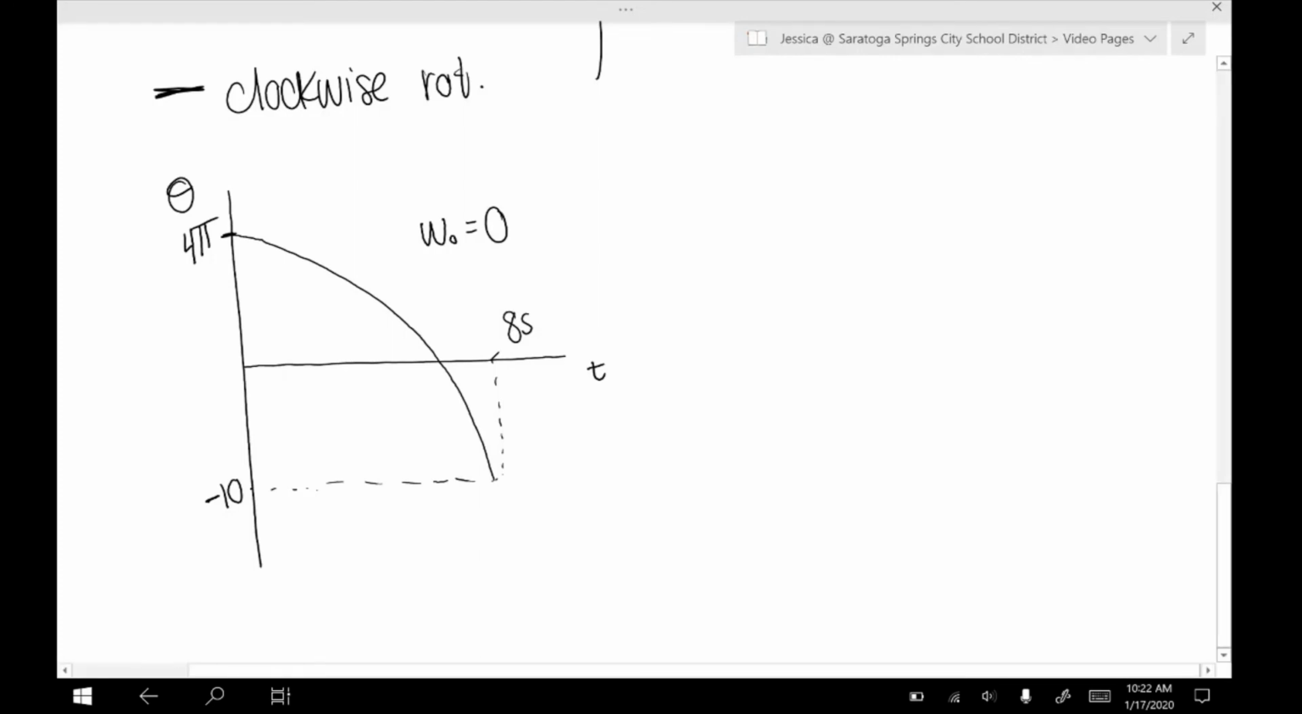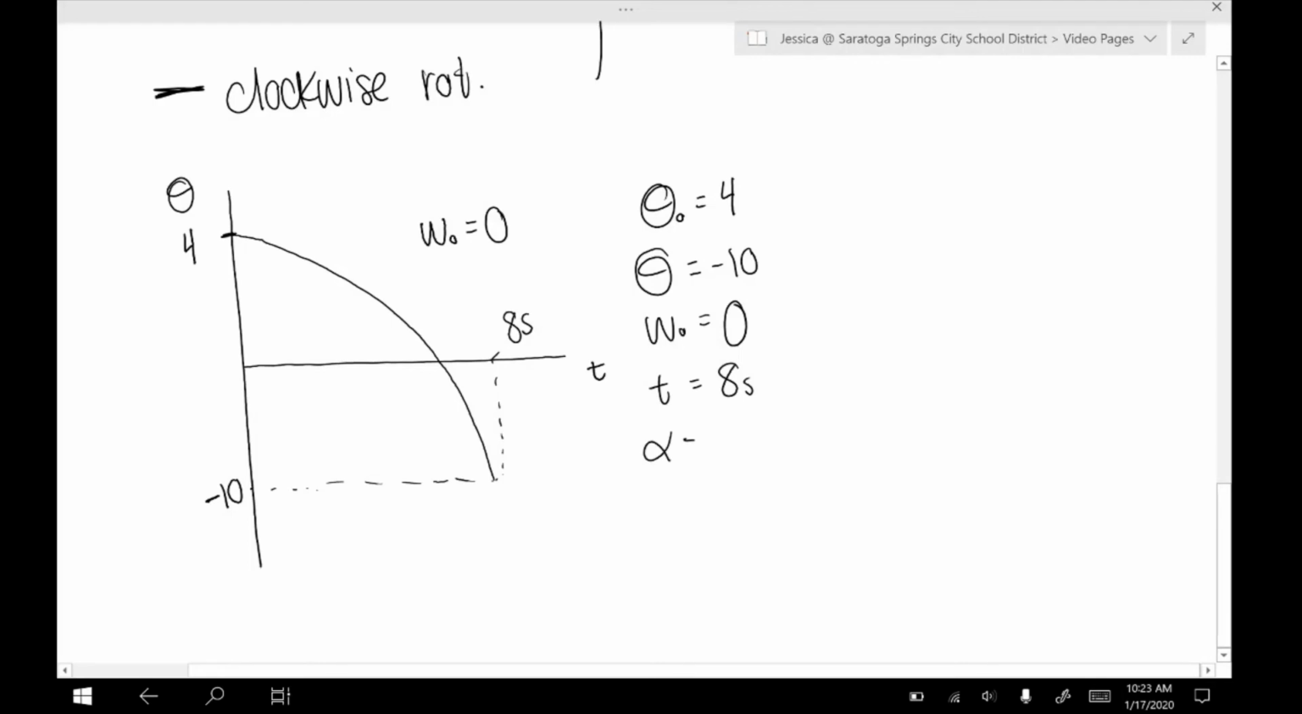My slope is negative, so that means the acceleration is negative. Okay. So my initial position, or theta 0, is 4 pi. Actually, let's make that a little bit nicer of a number. Let's just make it 4 radians. My final position is -10 radians. My initial velocity is 0, and I have a time of 8 seconds.